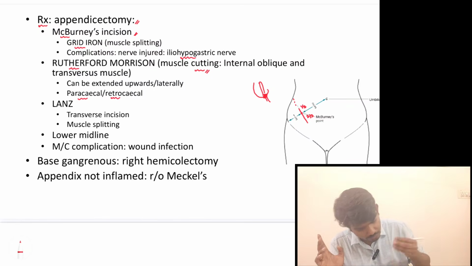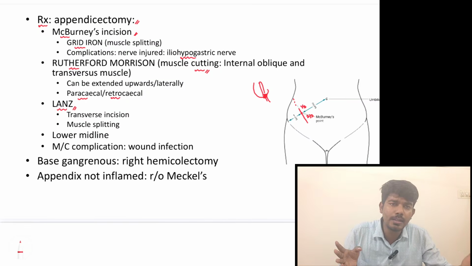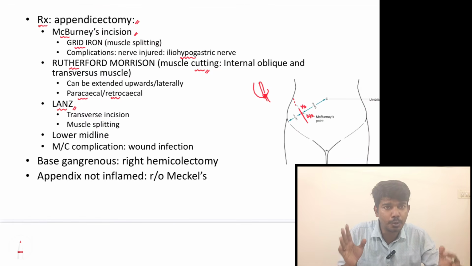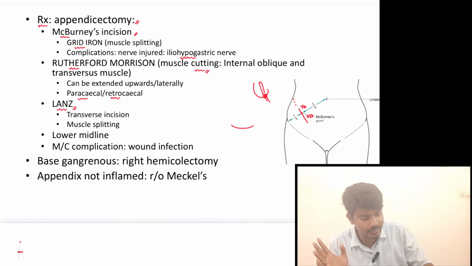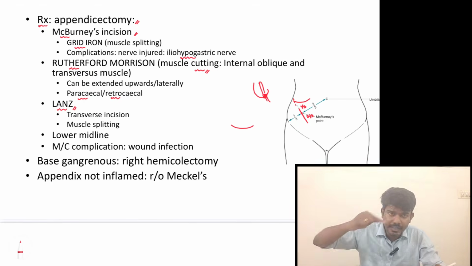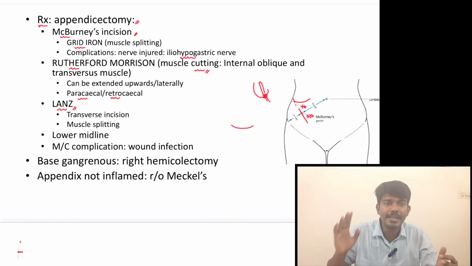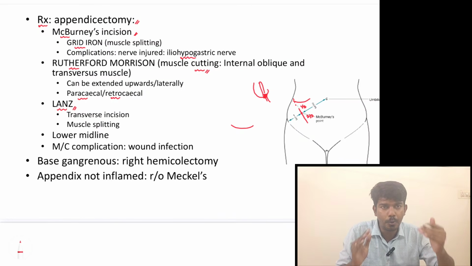Now, many people do not want the incision to be visible. So they came up with another incision, the Lanz incision. The Lanz incision is put along Langer's line, in the direction of the line. It is put so that if the patient wears a bikini, the incision is covered by the bikini.